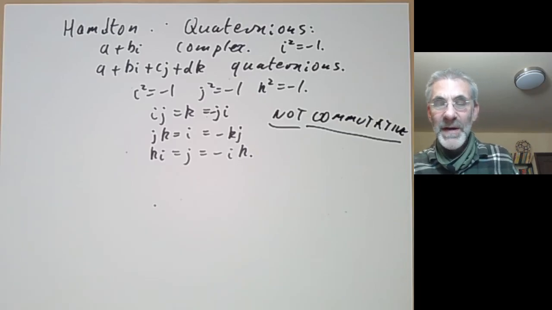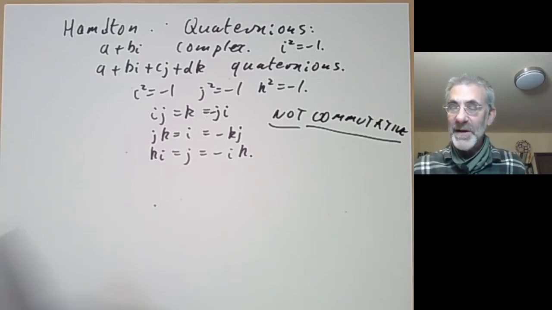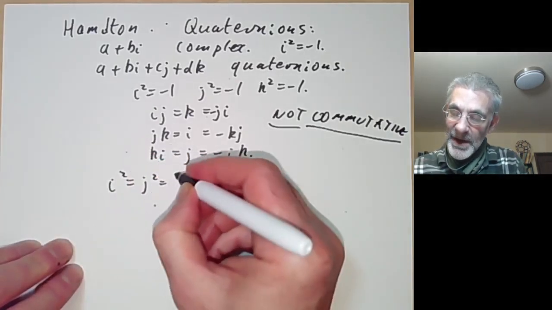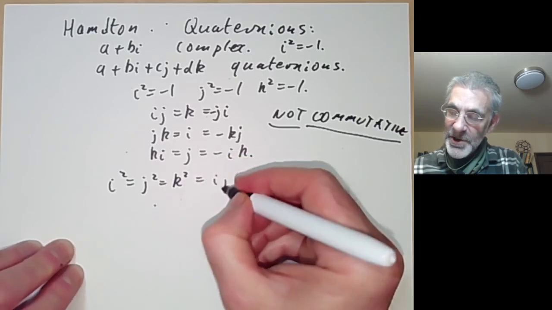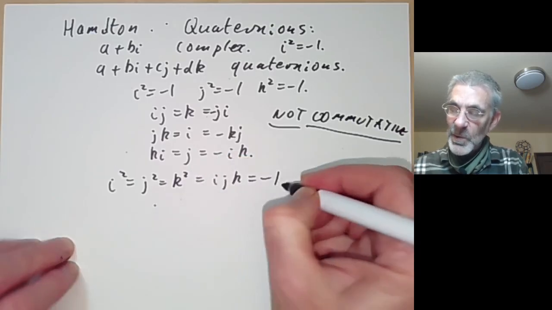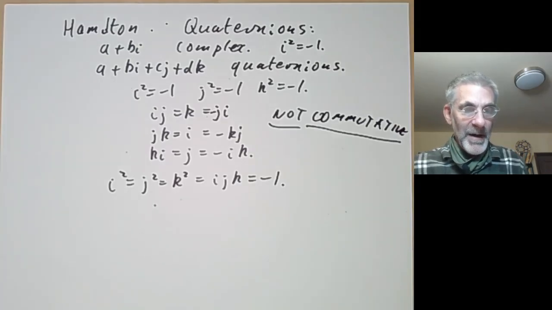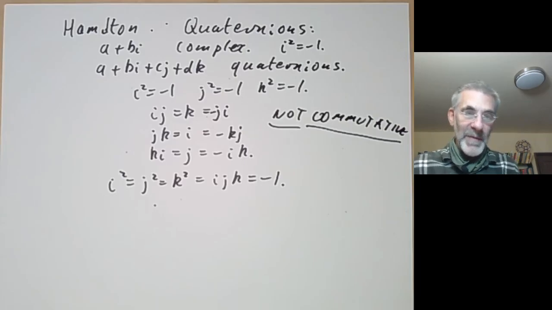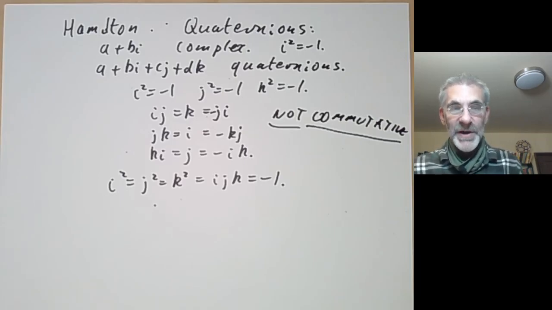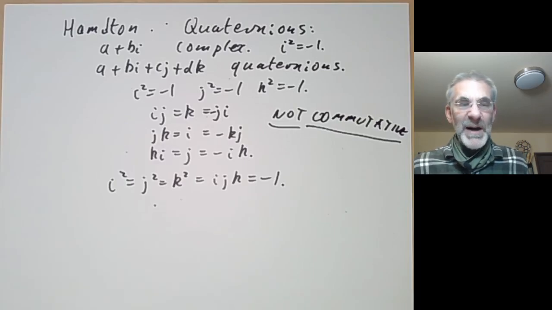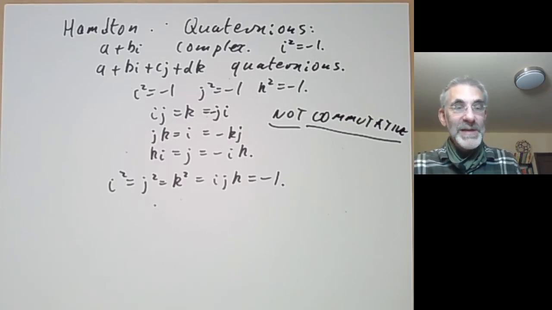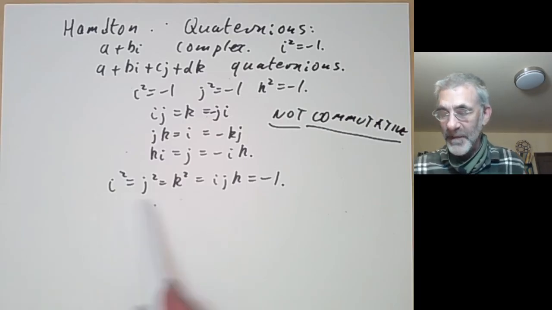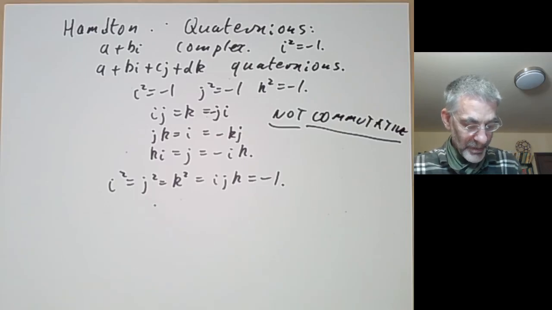There's an old story that Hamilton was so excited by this that he carved the formula i squared equals j squared equals k squared equals ijk equals minus 1 on a bridge in Ireland. And anyone who believes this story has never actually tried carving a mathematical formula onto a stone bridge. I mean, he might have scratched it on a bridge, but unless he happened to be walking around with a chisel and hammer, it's extremely unlikely he carved this formula on a bridge.